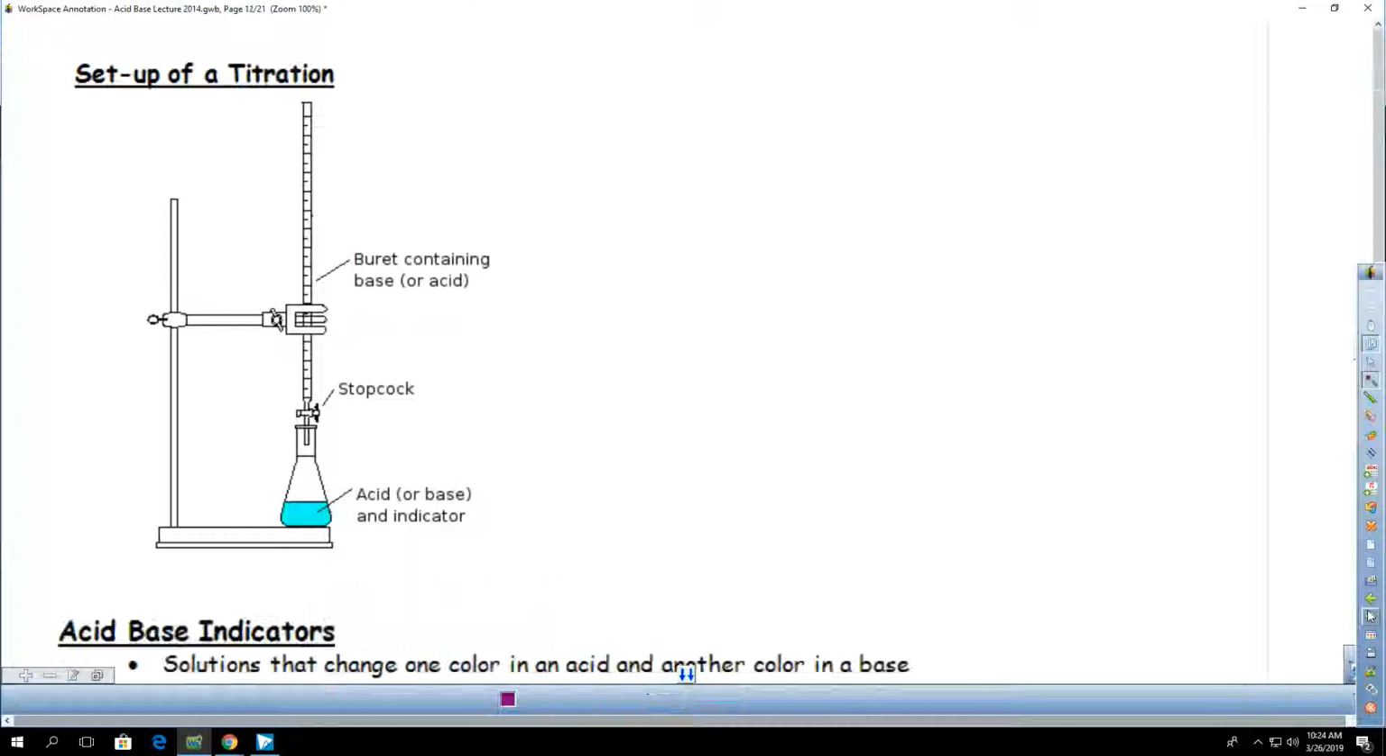The setup of your titration will look like this. We're going to have this big glass tube called a burette. The burette has markings for volume. The burette could contain the acid or the base, but in general, it's always the solution of known concentration. It could be acid or base. It doesn't matter. But one of them you always know the molarity, and the other one you're trying to figure out. The known solution goes in the burette.